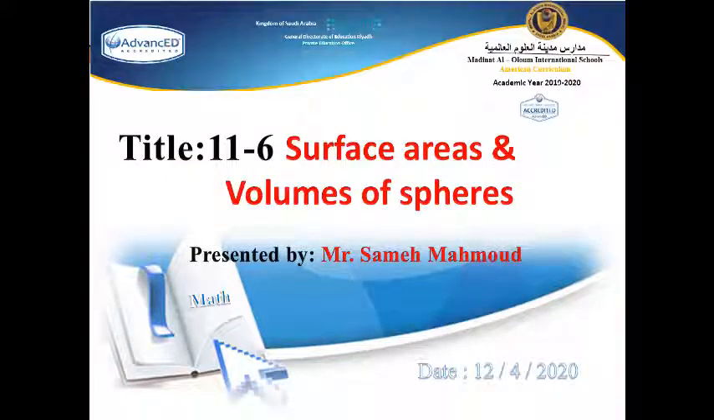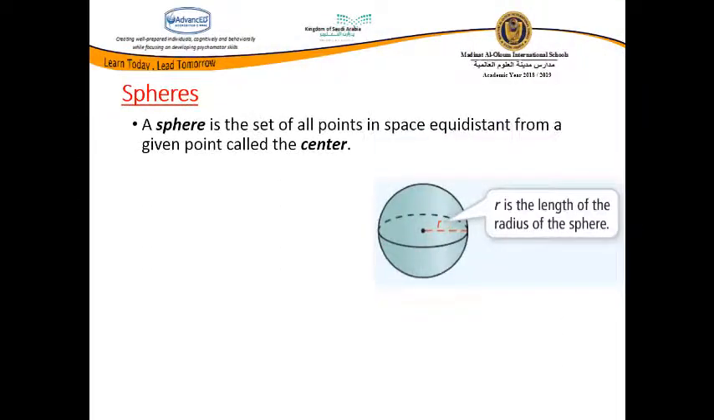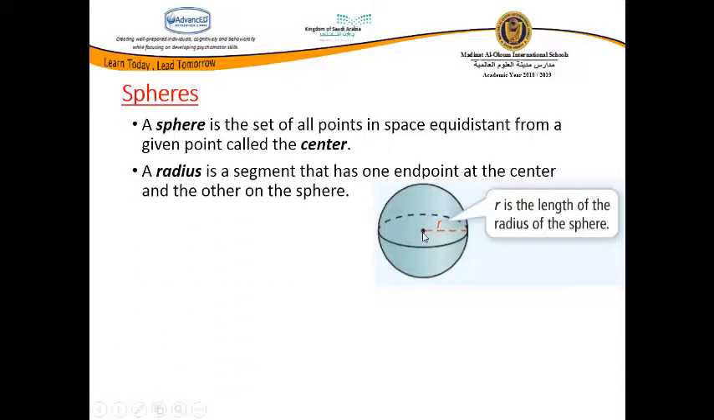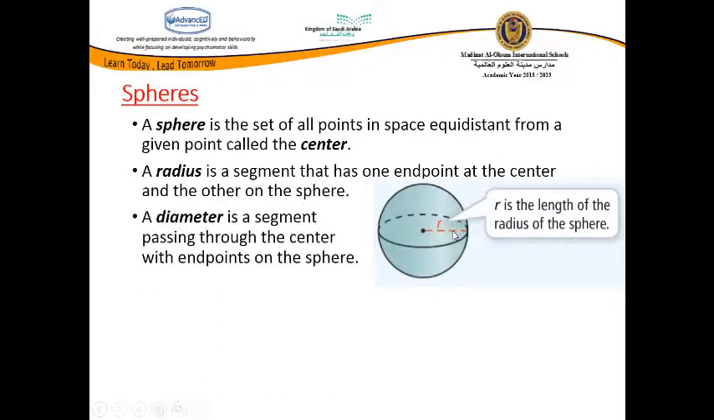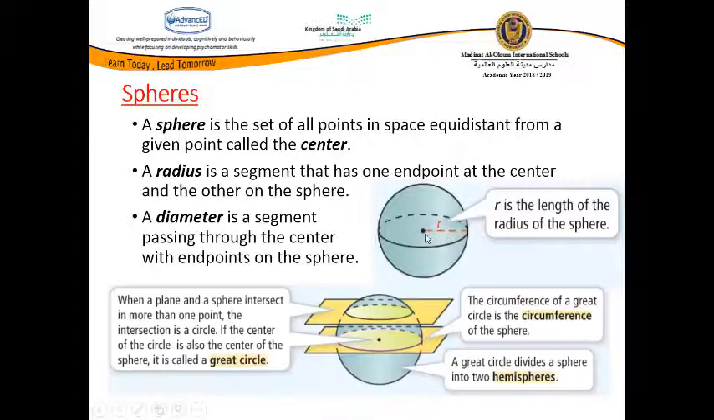Hello, grade 9. This is section 11-6, surface areas and volumes of spheres. A sphere is the set of all points in space equidistant from a given point called the center. The radius is the segment that has one endpoint at the center and the other point on the sphere. The diameter is the segment passing through the center with endpoints on the sphere.